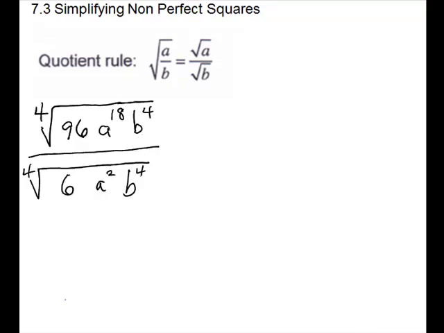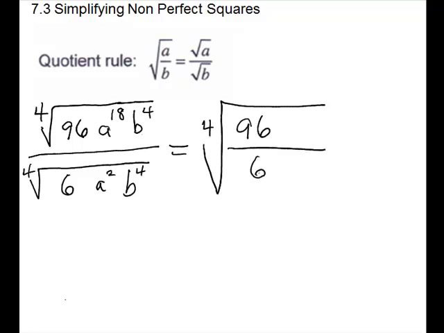For our next example, we're also going to go backwards. We have separate radicals, but we can see some common factors in here. So if we put it back together, we'll be able to simplify some. So we'll make one radical. And we have 96 over 6, a to the 18th over a squared, b to the 4th over b to the 4th. So we'll just work on the inside. First, for our fraction, just reduce or divide. And 6 will go into 96 evenly, and it goes 16 times.